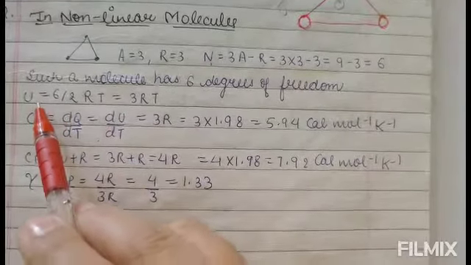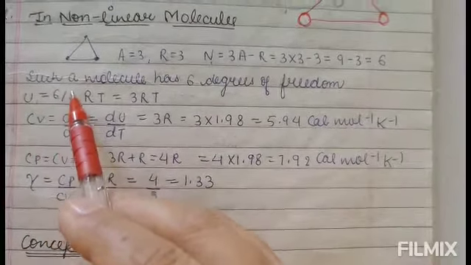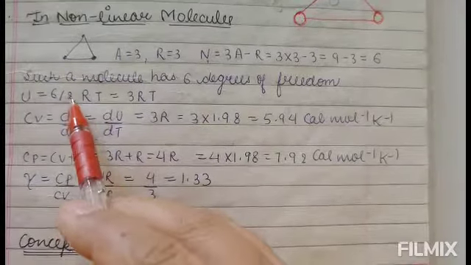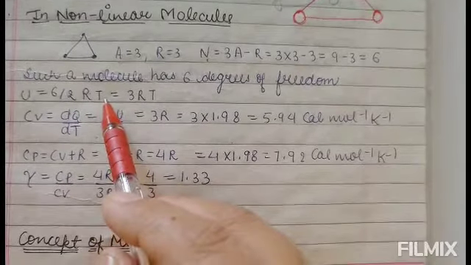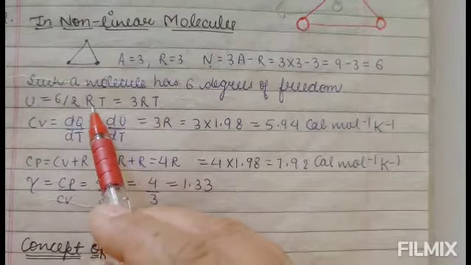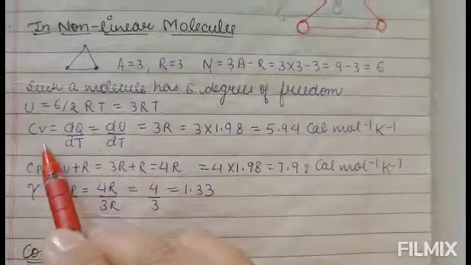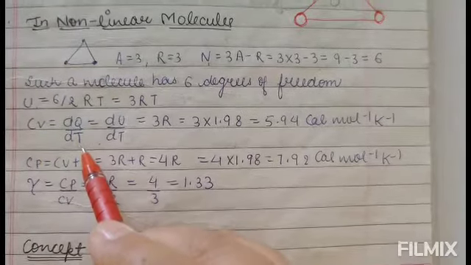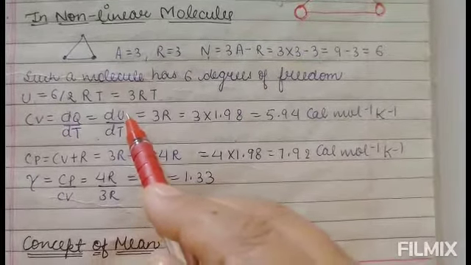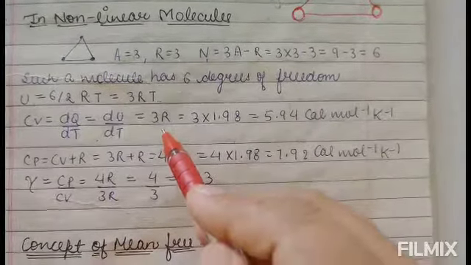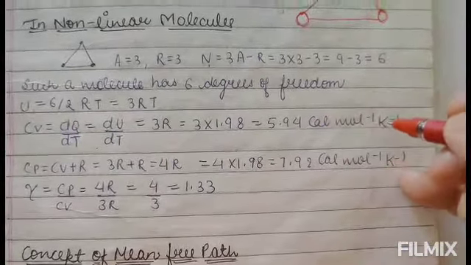Then for these molecules which have 6 degrees of freedom, 6 multiplied by half kT, that is 6 upon 2 kT, and if you are taking 1 mole of the gas, you will multiply by N, so k and N will become R. So it will come 6 upon 2 RT, that means it is 3 RT. Now Cv we will calculate, which is equal to dQ upon dT, and dQ is equal to dU in case of constant volume. So dU upon dT is equal to 3R, that means 3 into 1.98, and it is equal to 5.94 calorie per mole per Kelvin.